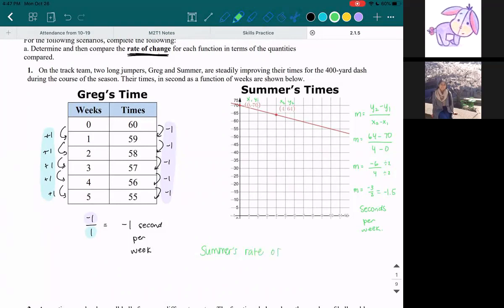Summer's rate of change is decreasing faster than Greg's rate of change. All right, so Summer's times are decreasing faster than Greg's times.